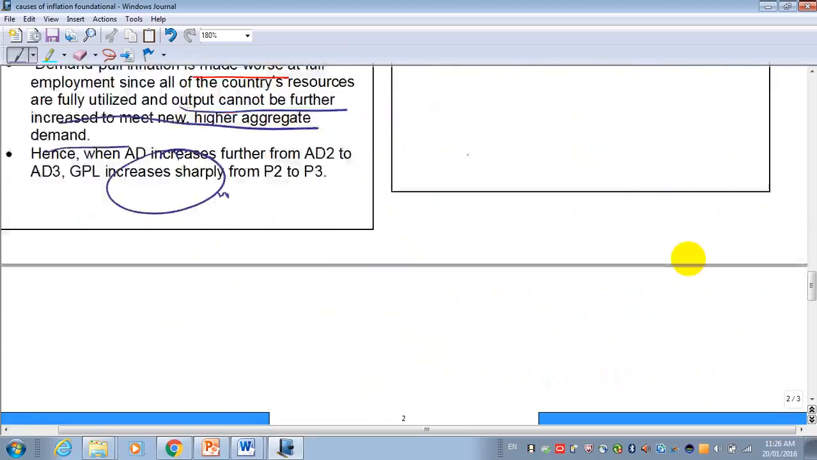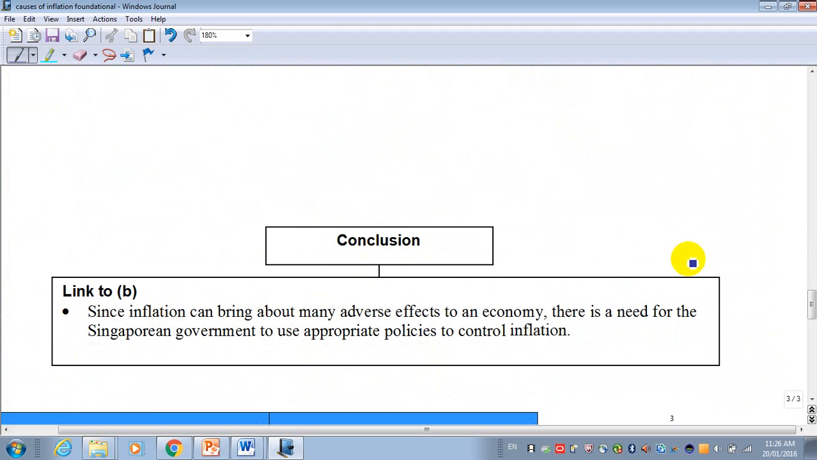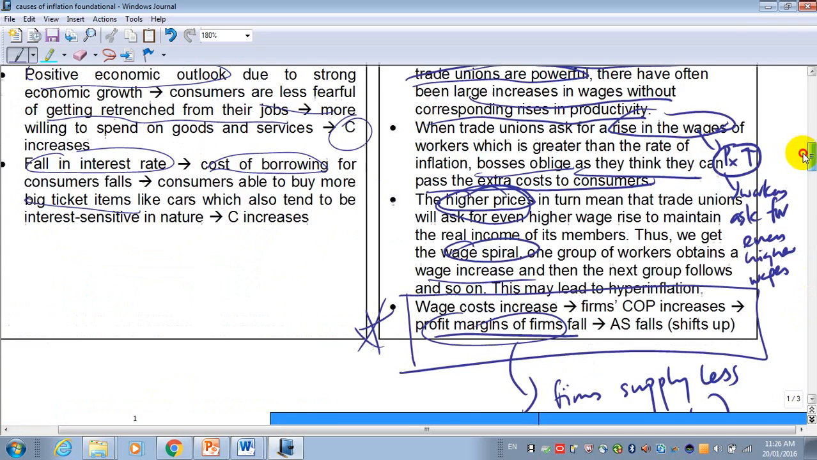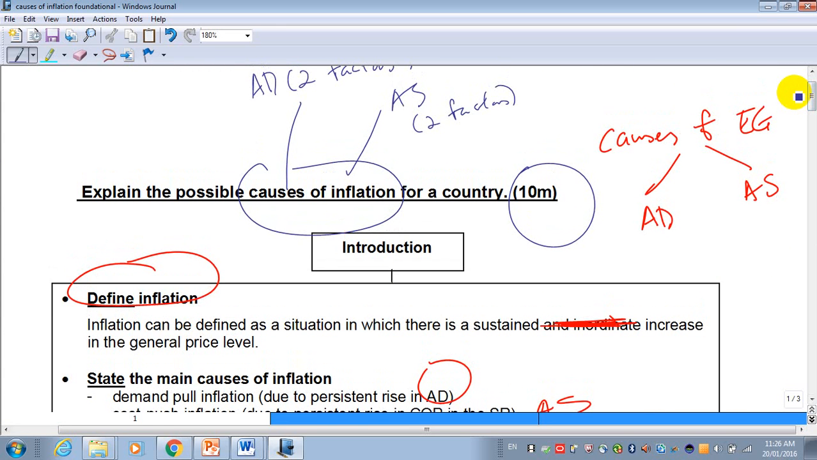And don't forget that at the end of the essay, you need a conclusion, which you make a link to part B. So let's say if part B is on the policies to solve inflation in Singapore, let's say, all right, just make a link to the question of policies in part B, for example, all right? And so I would say, hey, inflation, there are many negative effects. Government may need to use policies. Just give a 1 or 2 lines conclusion to make a link to part B. And that is how you do a simple causes of inflation essay if it comes out in the examination.